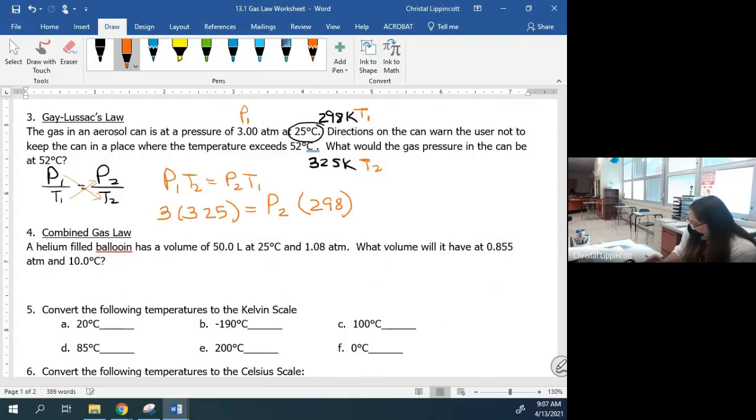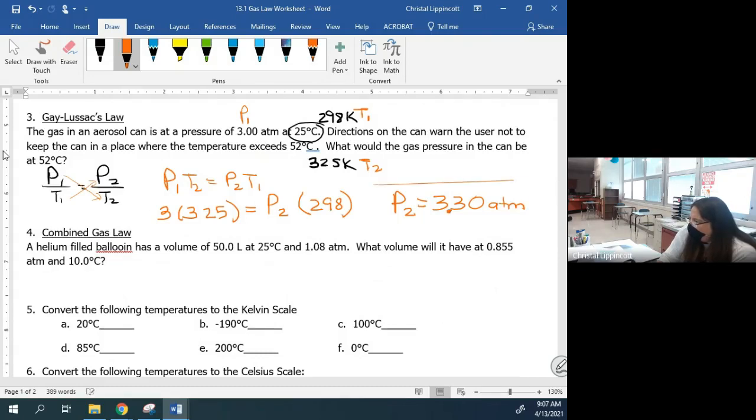And I should end up with 3.27. I need 2 sig figs here for my answer. So P2 is going to equal 330, but I can't get, yeah, that will give me 2 sig figs. And that's not right. That is 3.30. There we go. And that's going to be ATM.